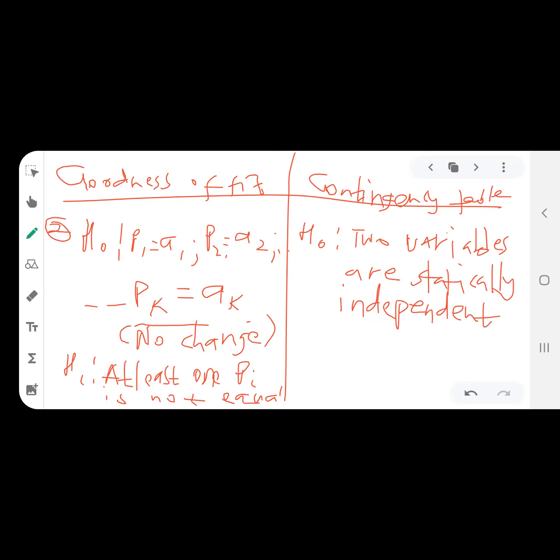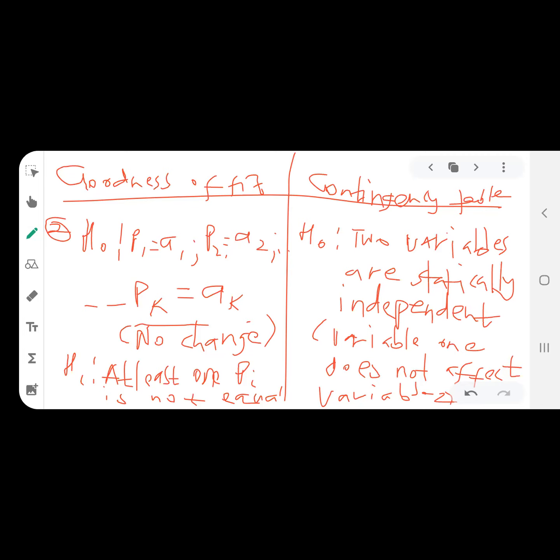So in brackets, you will write that variable 1 does not affect variable 2, and then close the bracket. Variable 1 does not influence the outcome of variable 2, or variable 1 does not affect variable 2. So that is what they mean when they say they are independent.